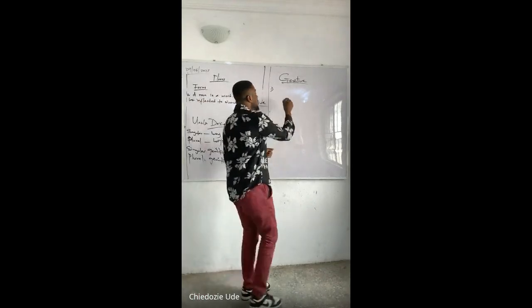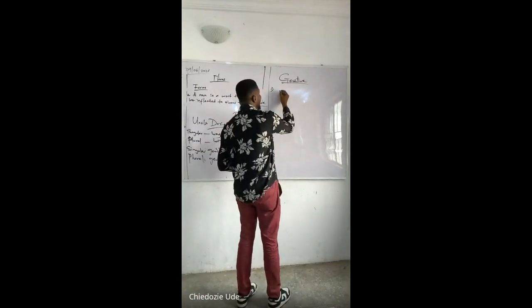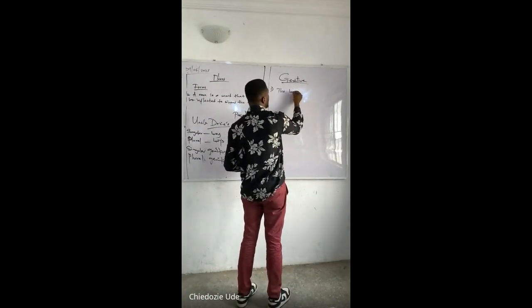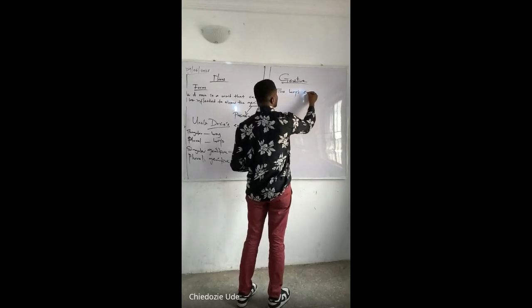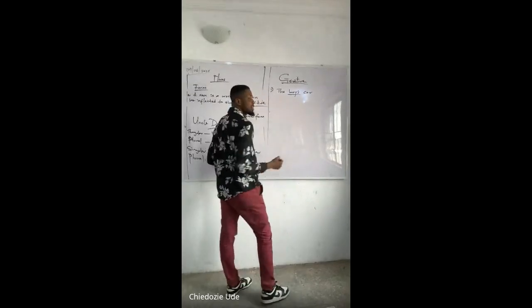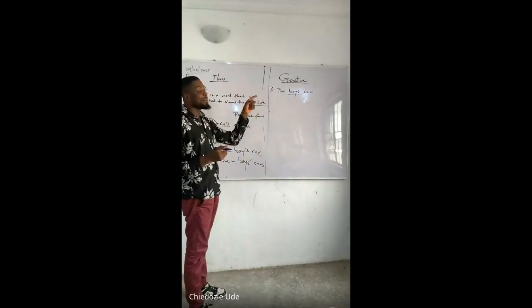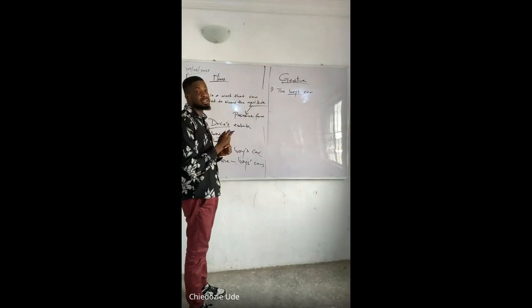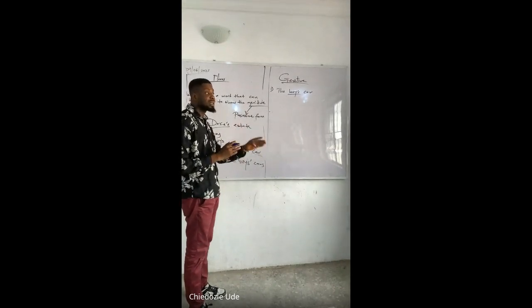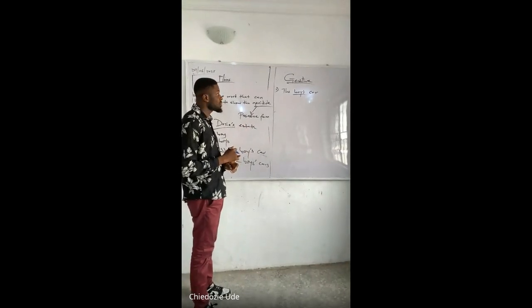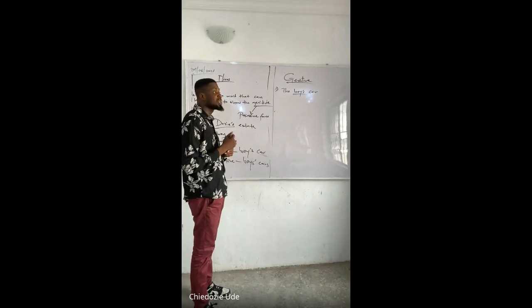Let's say a boy has a car. We'll say what? The boy's car. This is singular. You see, it attracts the what? Apostrophe and an S. The boy's car. You get it? The boy's car.